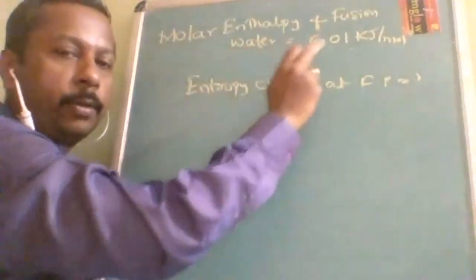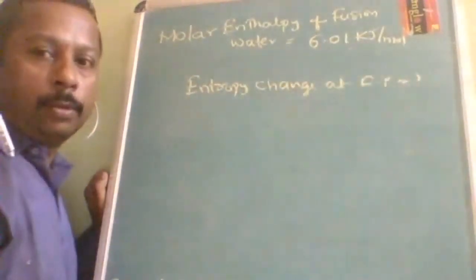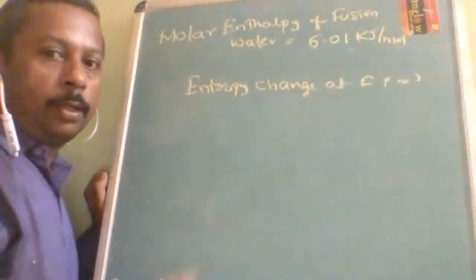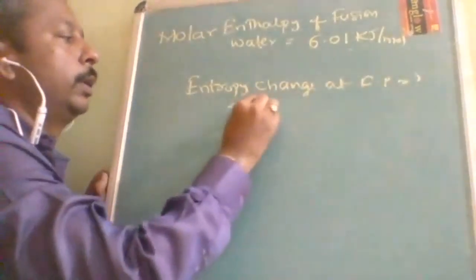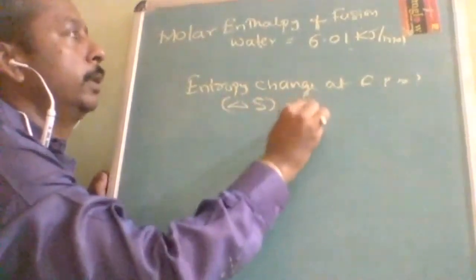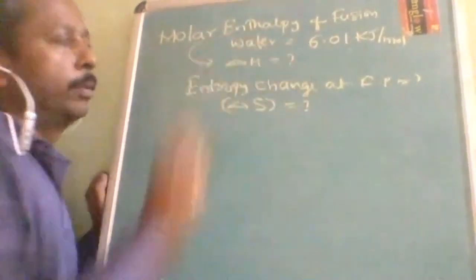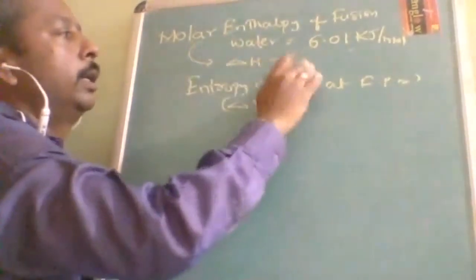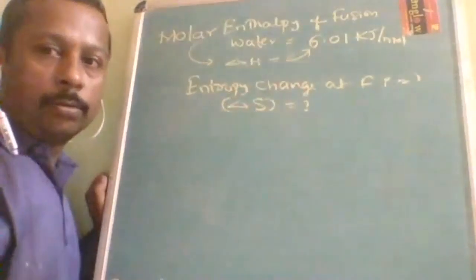Molar enthalpy of fusion of water is 6.01 kilojoules per mole. Then entropy change at freezing point. Okay, so what is given? Delta S, he is asking. Sorry, delta H is given. Understood? Delta H is given, delta S you have to find out.